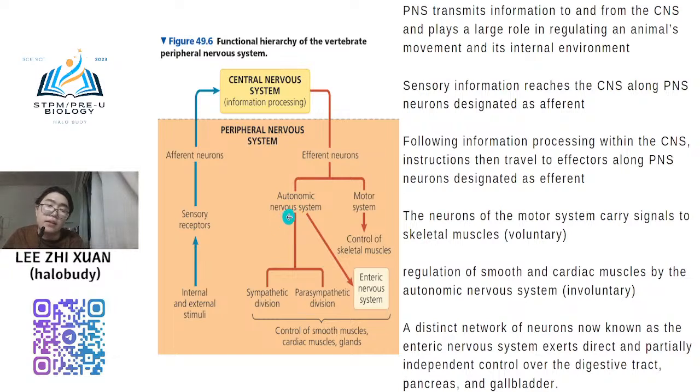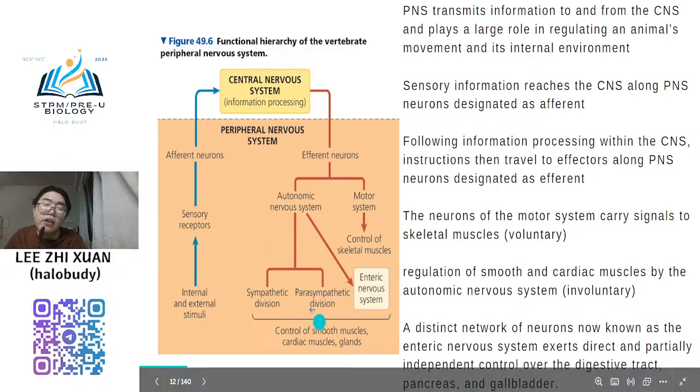So you will see that the efferent neuron can be connected to the autonomic nervous system or the somatic system. Normally the somatic system, another name we call the motor system, is more focused on skeletal muscle. But the autonomic nervous system will either go to the sympathetic division or the parasympathetic division.